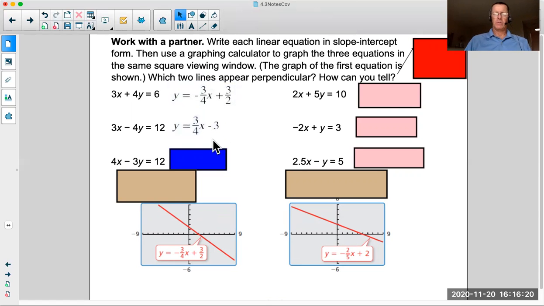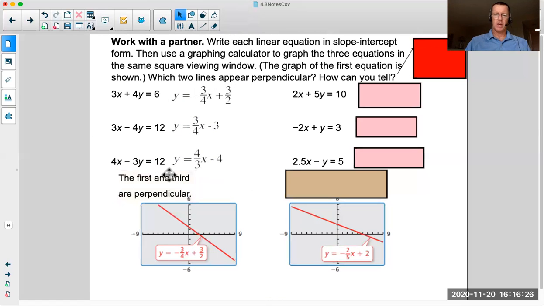Okay, hopefully when you transformed them, you got this. And then when you put them into Desmos, you realize that it was the first and third ones that are perpendicular. Okay, so check those out. Look at their slopes.